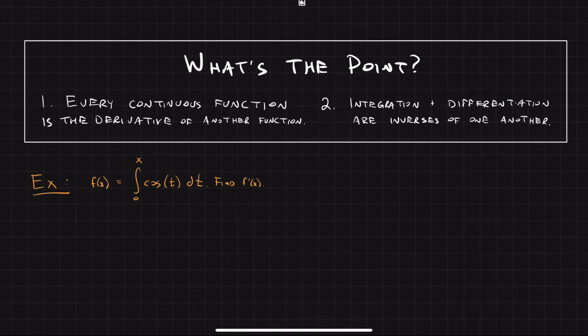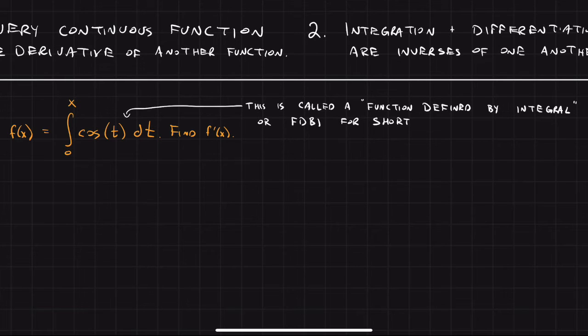So here's a quick example. Let's say that f of x is equal to the integral from 0 to x of cosine of t dt, and we want to find f prime of x. As a side note, this is called a function defined by integral, or we can call it FDBI for short. We'll spend a few days just looking at different FDBI problems, and your performance final is going to be specifically on an FDBI problem. So this and the following examples are something that you really want to pay attention to.